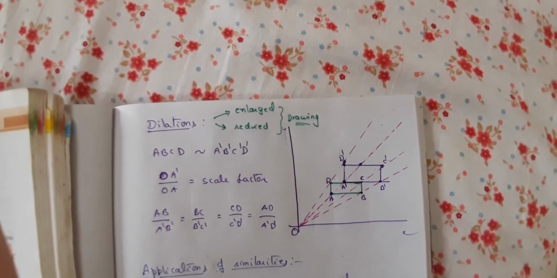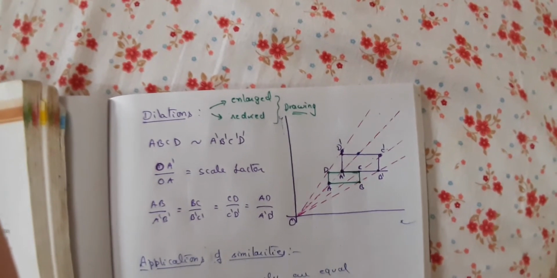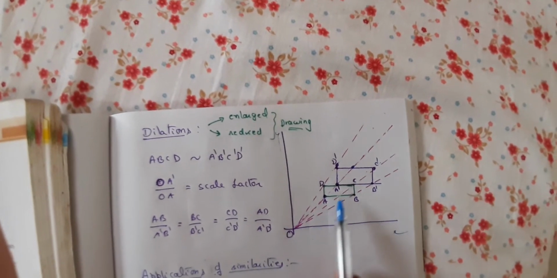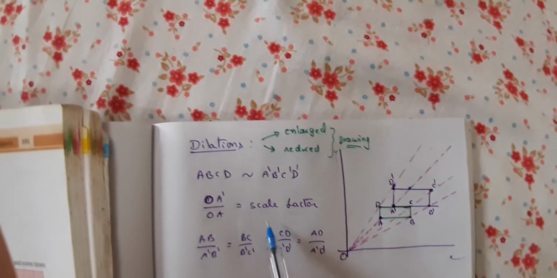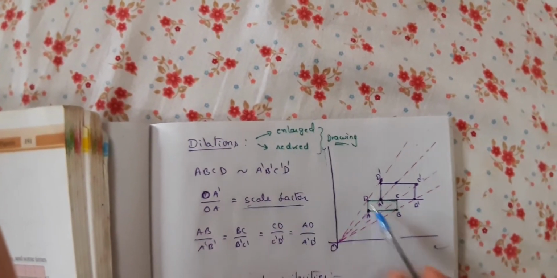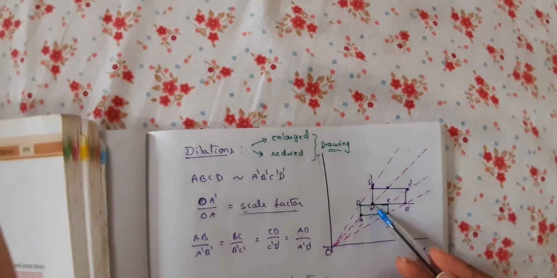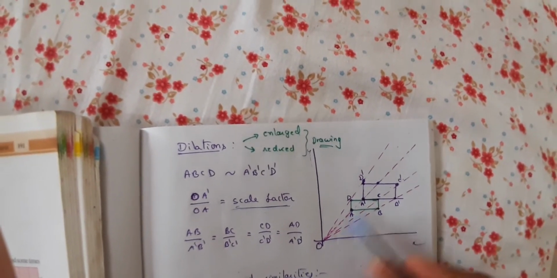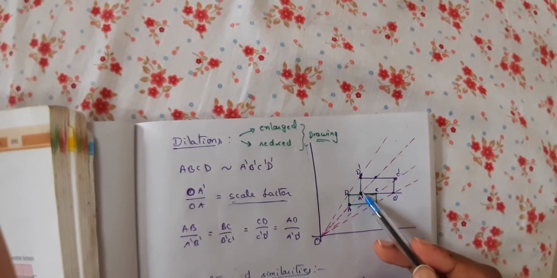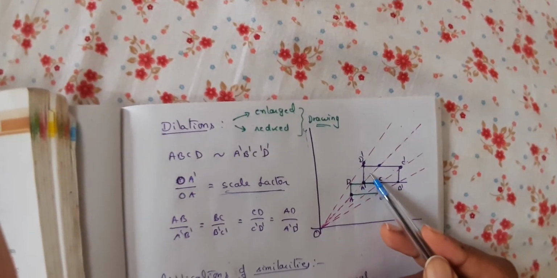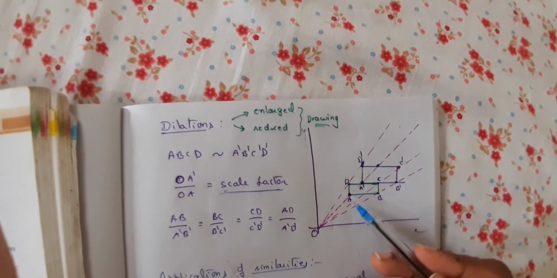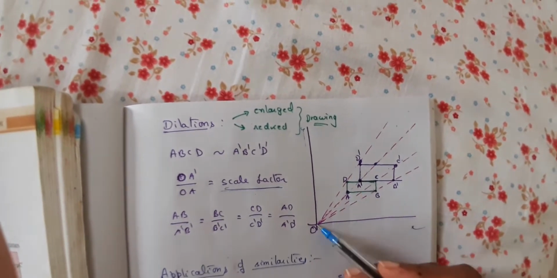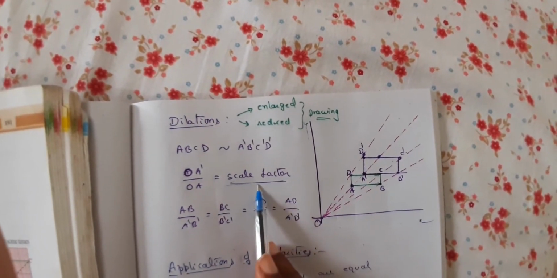Now how many times do we have to multiply it? Usually that depends on the scale factor. What do we call that? Scale factor. See, that is defined as OA prime divided by OA. OA prime means A prime is the one on the diagram drawn by us. What is given is A. OA prime by OA is the scale factor.